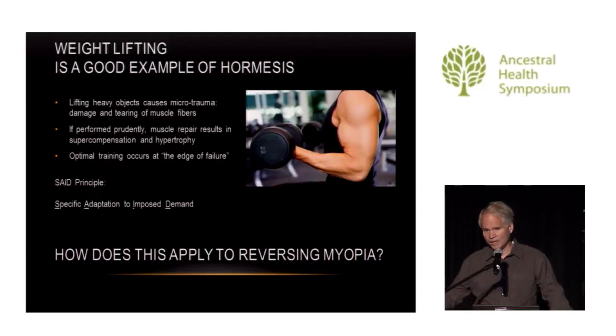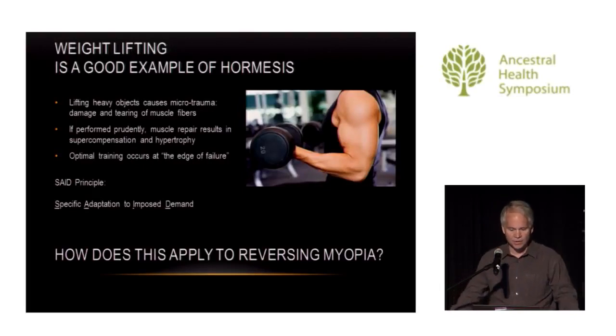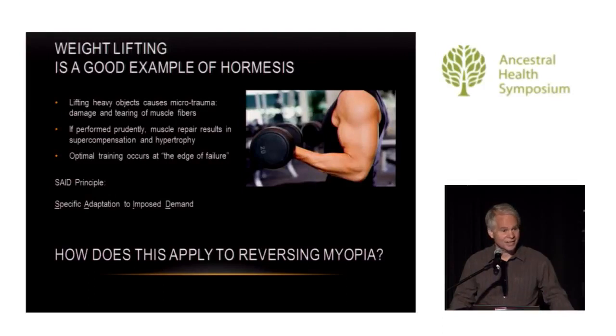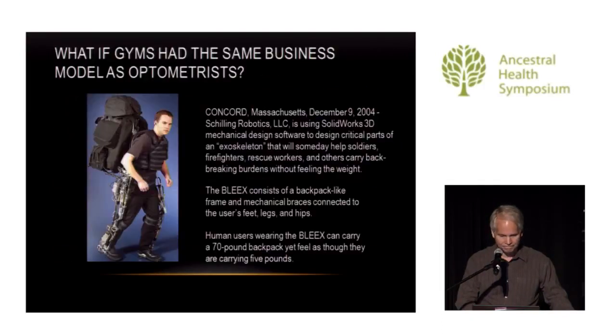If you overtrain, you'll damage the muscle. If you undertrain, you don't get a response. And this is sometimes called the specific adaptation to imposed demand, or the SAID principle. So how can we apply this to reversing myopia?